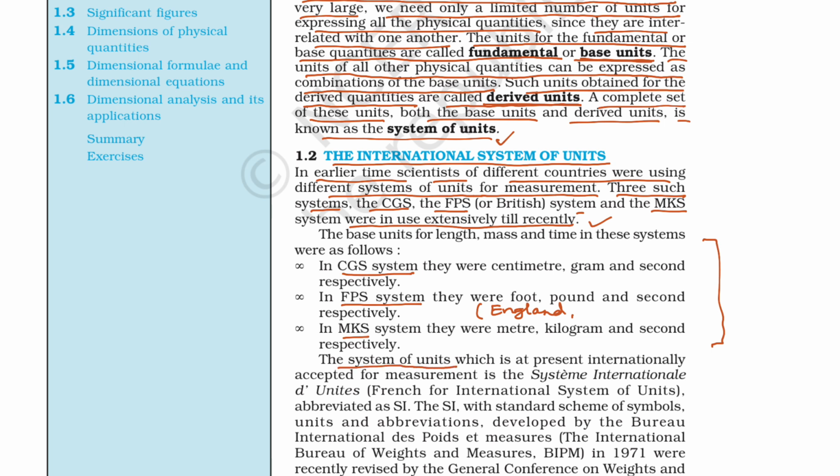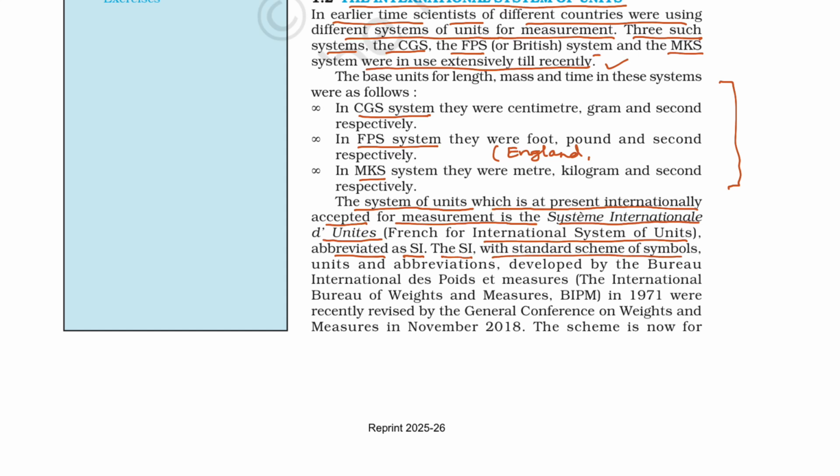Now, the system of units which is at present internationally accepted for measurement is called Système International d'Unités, the French version of International System of Units, and it is abbreviated as SI units. The SI, with a standard scheme of symbols, units and abbreviations, was developed by the Bureau International des Poids et Mesures, the International Bureau of Weights and Measures, BIPM, an institution in France, in 1971, and was recently revised by the General Conference on Weights and Measures in November 2018. So the system of units the whole world is using was recently revised in the year 2018.